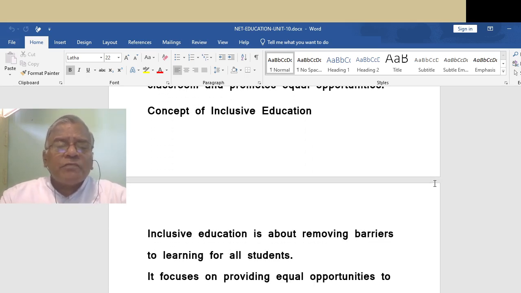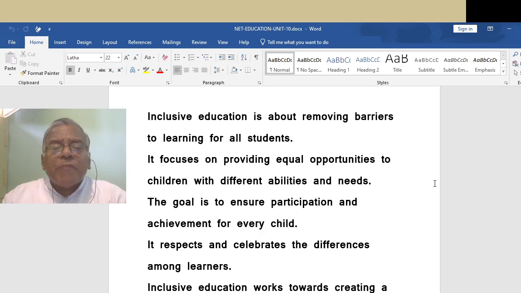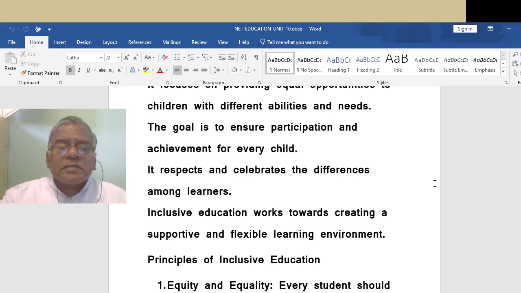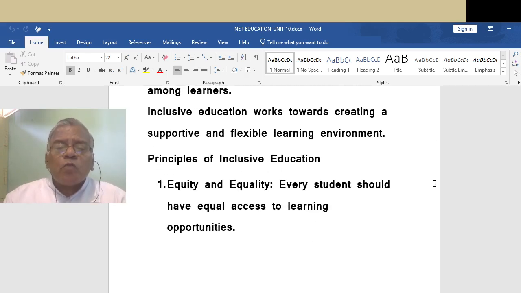What is the concept of inclusive education? Inclusive education is about removing barriers to learning for all students. It focuses on providing equal opportunities to children with different abilities and needs. The goal is to ensure participation and achievement for every child. It respects and celebrates the differences among learners. Inclusive education works towards creating a supportive and flexible learning environment.